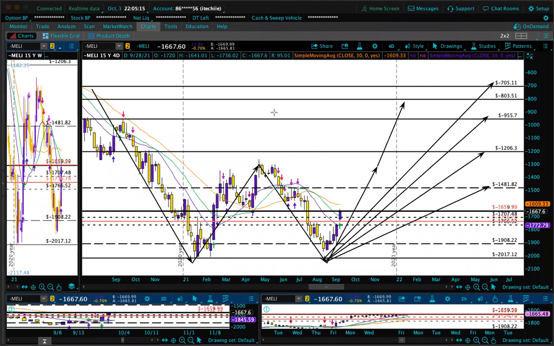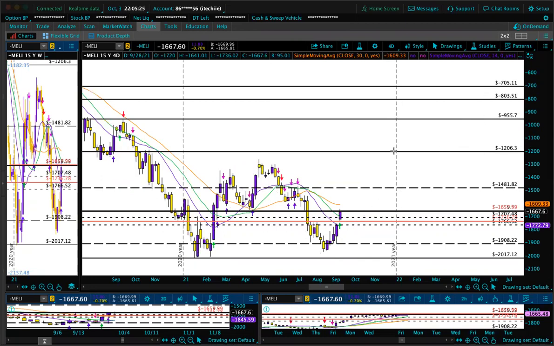We're gonna have some headwind here at the middle of the W, so keep that in mind too. But MELI has been paying. You just have to be patient.